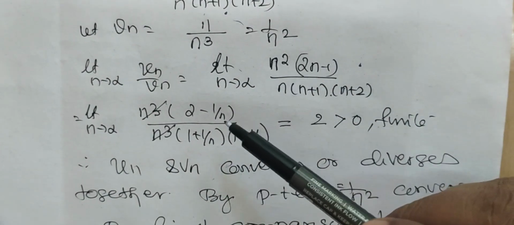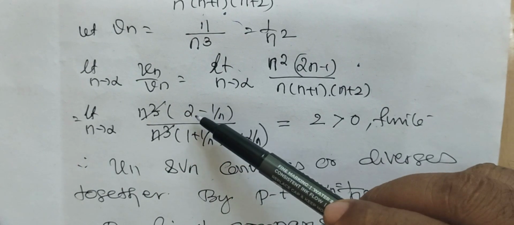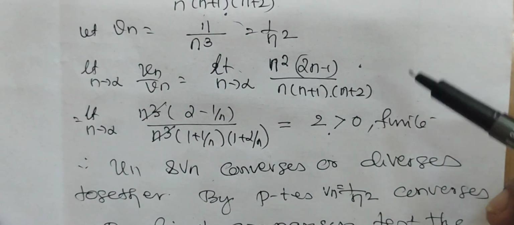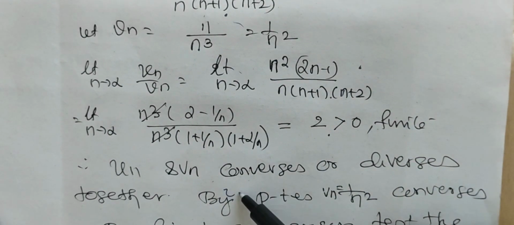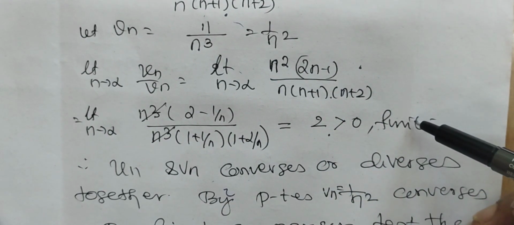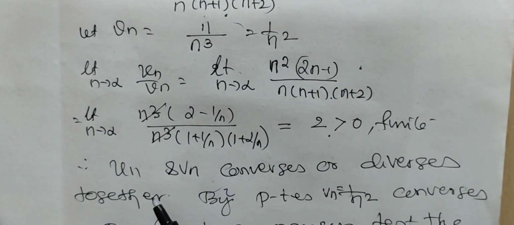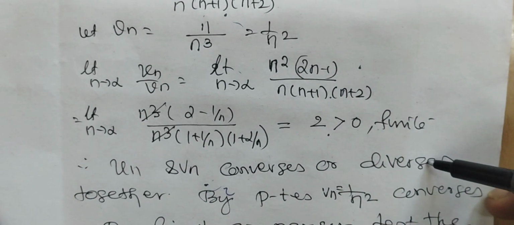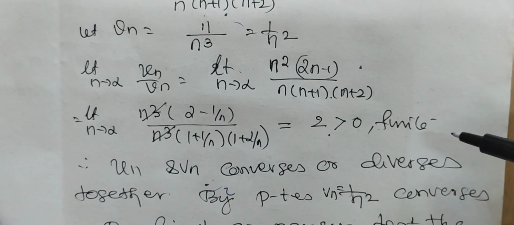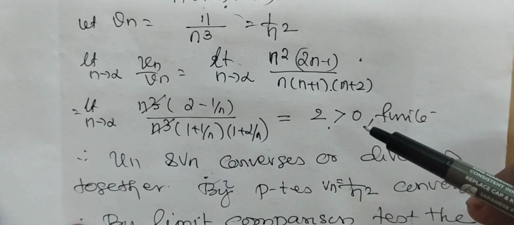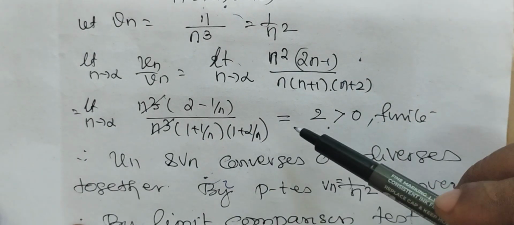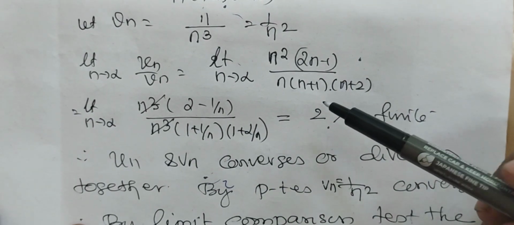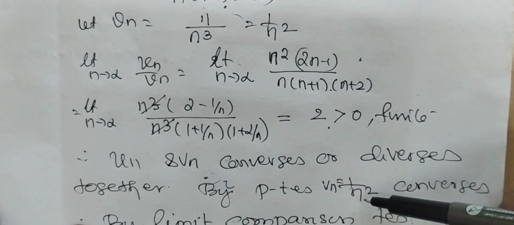Applying the limit, what is the value? This value is equal to 0, that is 2. This value is 0, this value is 0. That is 2, which is greater than 0 and finite. So since this is greater than 0, Un and Vn converge or diverge together. Now we find the convergence of Vn. So what is Vn? 1 by n square.